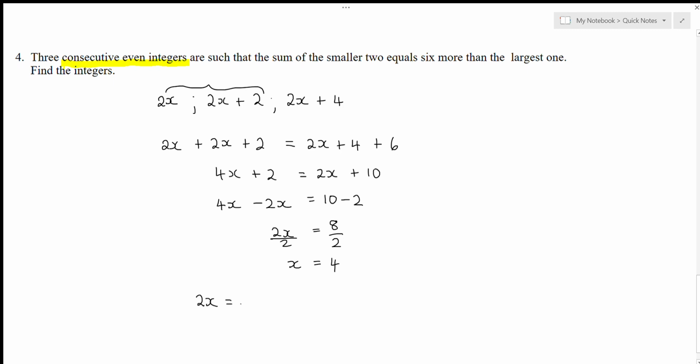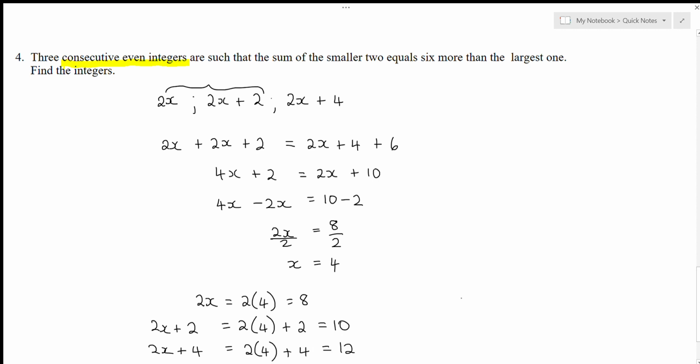So the first is 2x, which is 2 times 4, which would give me 8. The second one is 2x plus 2, and that would be 2 times 4 plus 2, which would give me 10. And the next one's 2x plus 4, which is 2 times 4 plus 4, which would give me 12. So my numbers are 8, 10, 12.